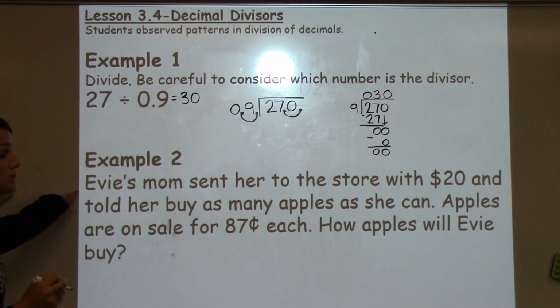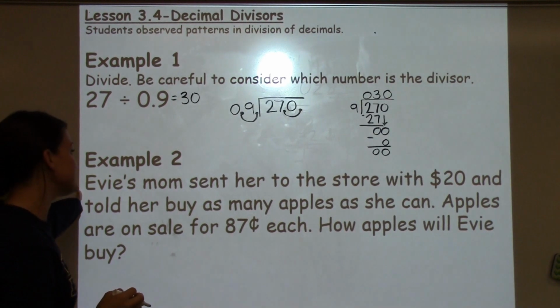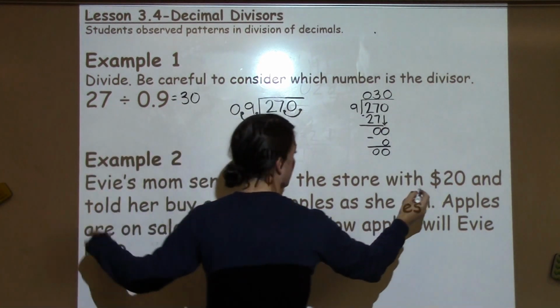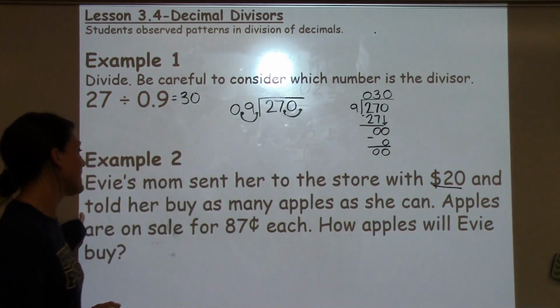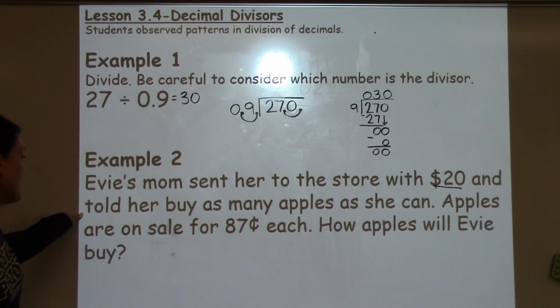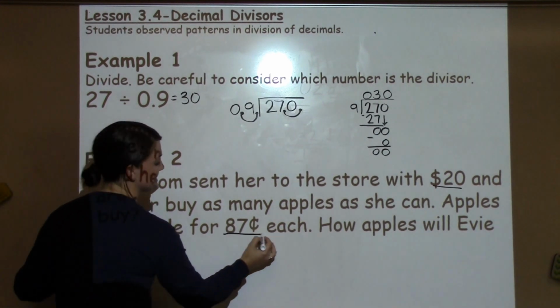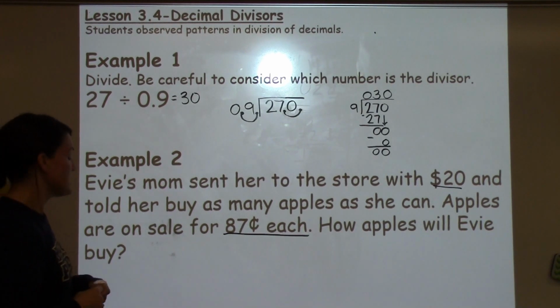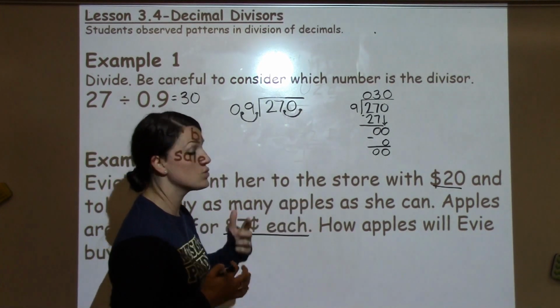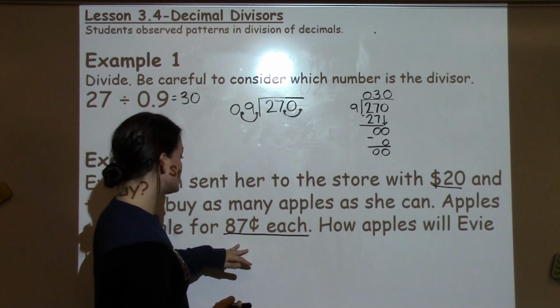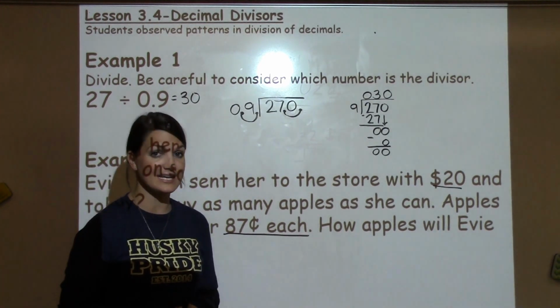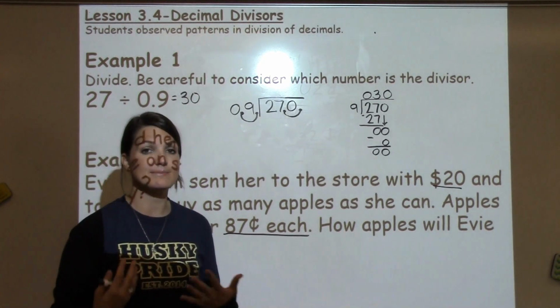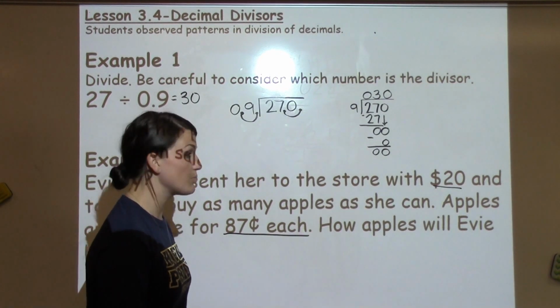Now, the next example is a word problem. It says, Evie's mom sent her to the store with $20 and told her to buy as many apples as she can. Apples are on sale for 87 cents each. How many apples will Evie buy? Now, if I've got $20 and the apples are on sale for 87 cents, it might be confusing to students about which one they should split up.